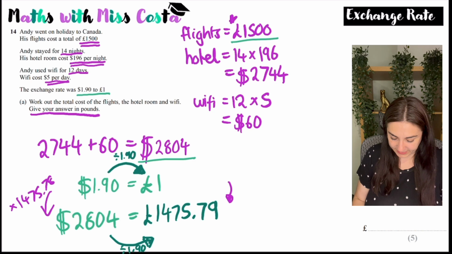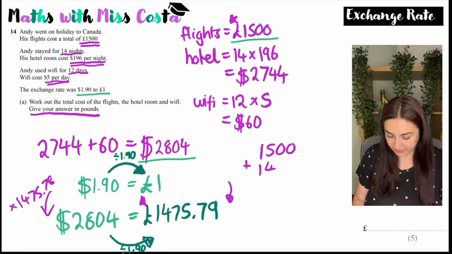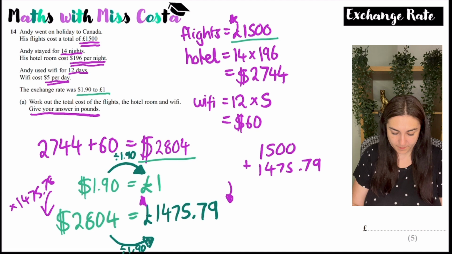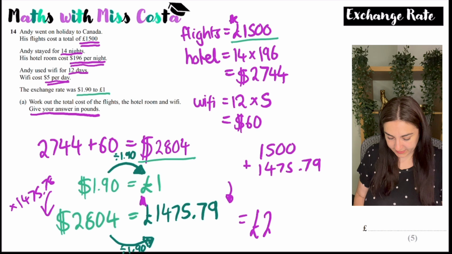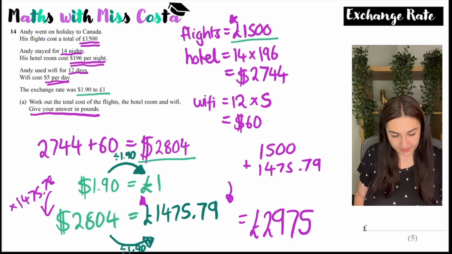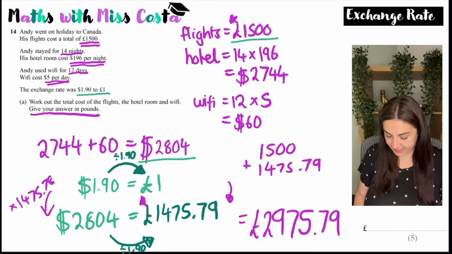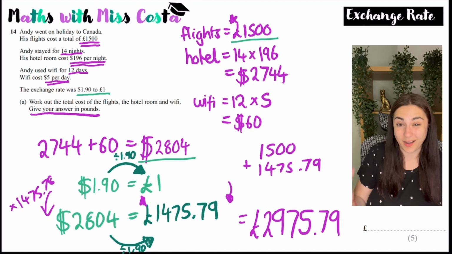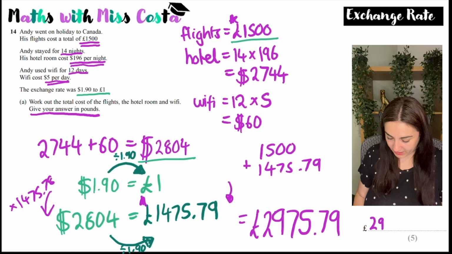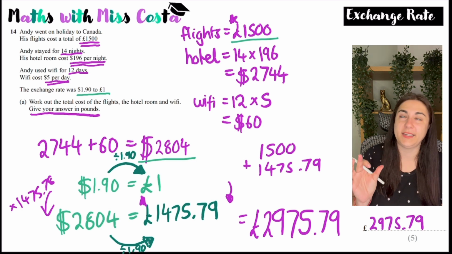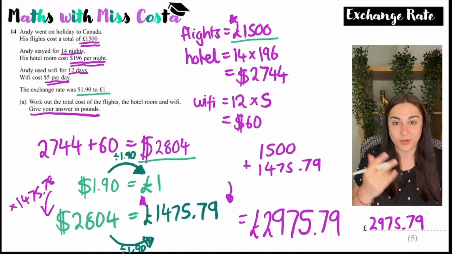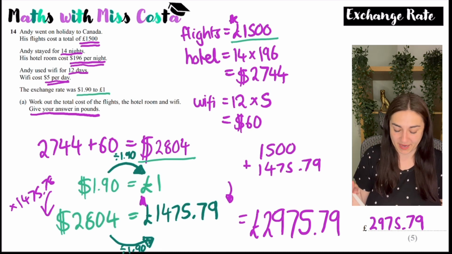And for your final answer, you just need to add 1,500 plus this. So 1,500 plus 1475.79 gives me £2,975.79. And I've just rounded it up because with money generally you round up. So £2,975.79. With money, you don't have 0.798 pence. You always have two, like there's 100 pence in a pound, so you're always going to round that.